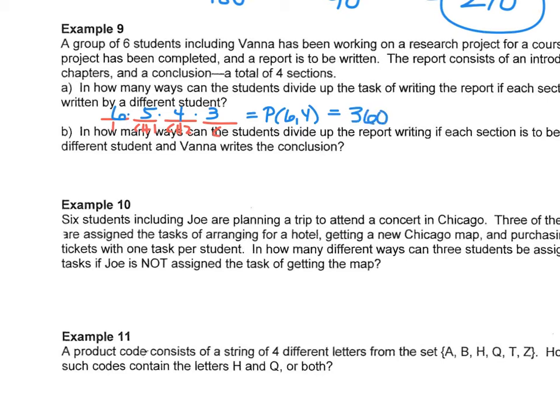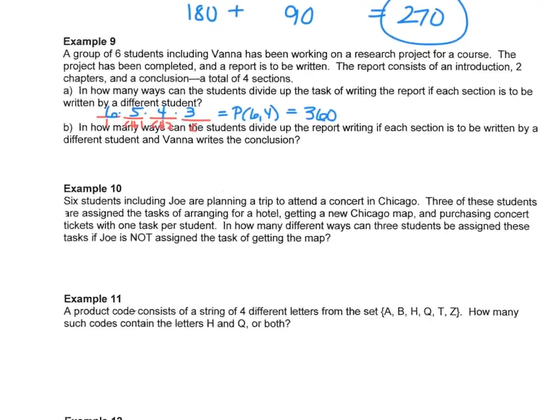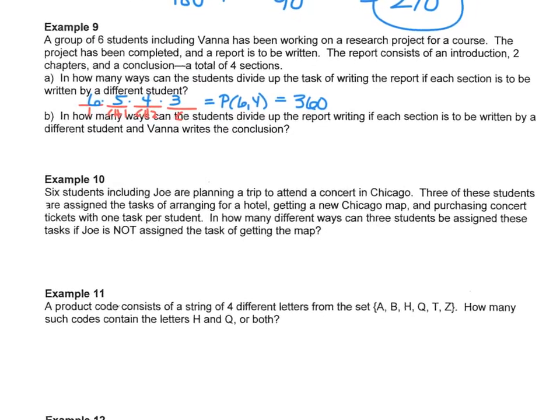Part B. In how many different ways can the students divide up the reporting if each section is to be written by a different student and Vanna writes the conclusion? Okay, so Vanna has to do the conclusion. We also got chapter 1, chapter 2, and the intro. So let's say Vanna does this one. Well, that only gives us one choice.